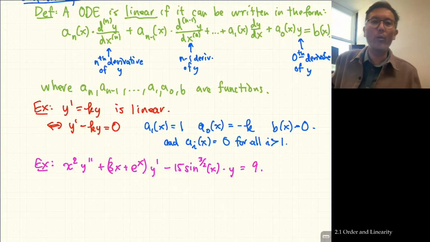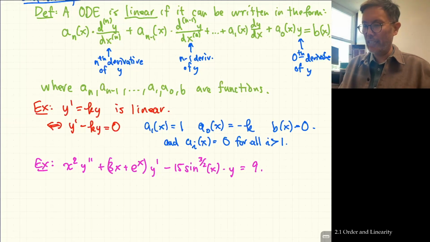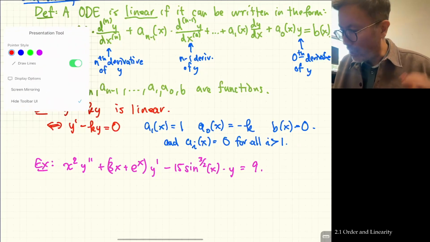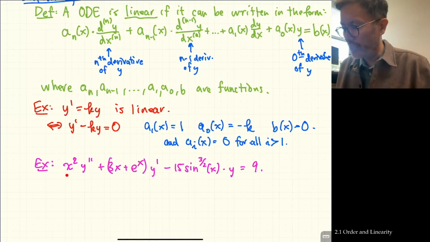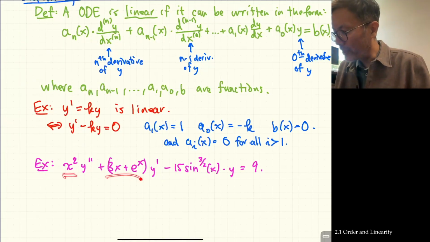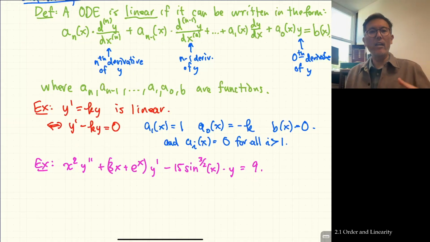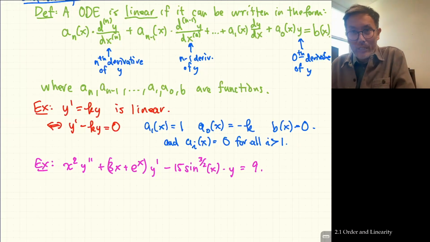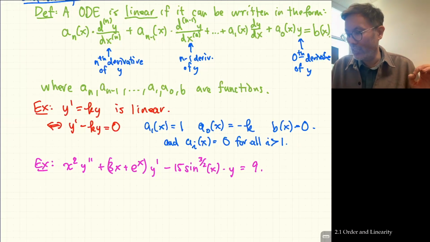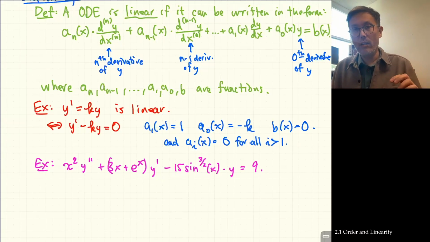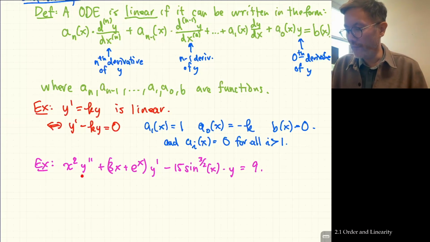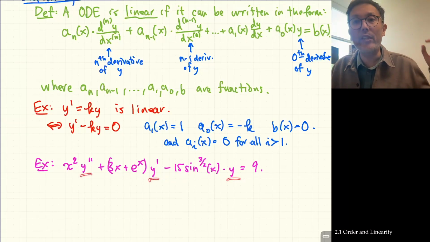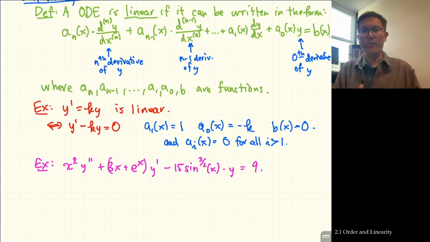This is a linear equation, though, is the point I'm trying to make, okay? And you can hopefully see this pretty straightforwardly. This is a sub 2, this is a sub 1, this is a sub 0, and this is b of x, okay? And you can see these things can get very complicated. These are very complicated coefficients, if you like, of the derivatives that we've got involved in this second order linear differential equation.